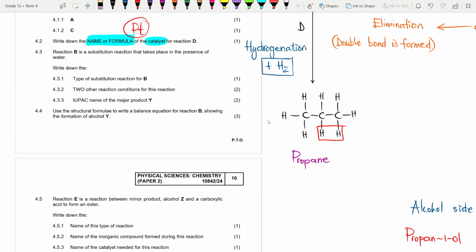Okay. Reaction B is a substitution. We already said that. In the presence of water. Yes, we did talk about that. Write down the type of substitution. We did say it's hydrolysis, if you remember. I'll send the notes as well.